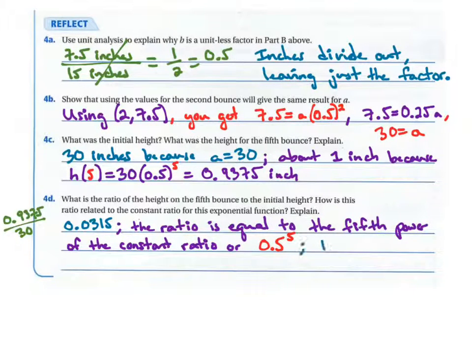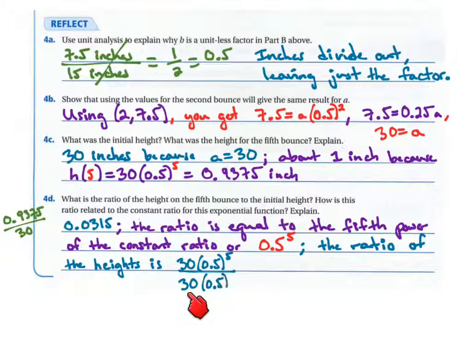Why did that happen? Well, some of you are going to say, because n is 5, and it's just going to happen. Or you can also say, well, the ratio of the height is 30 times 0.5 to the power of 5 over 30 times 0.5 to the power of 0. So this is the height after the fifth bounce, and this is the height before the first bounce, which reduces to 0.5 to the power of 5. Okay, a number of ways of saying the exact same thing.